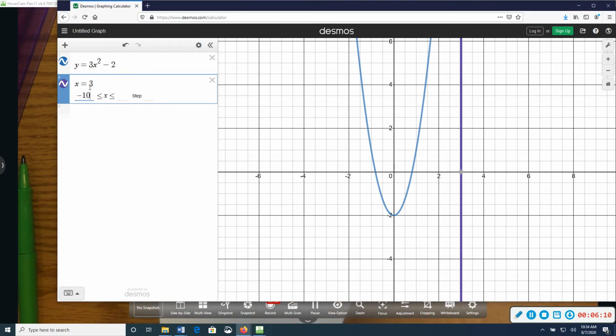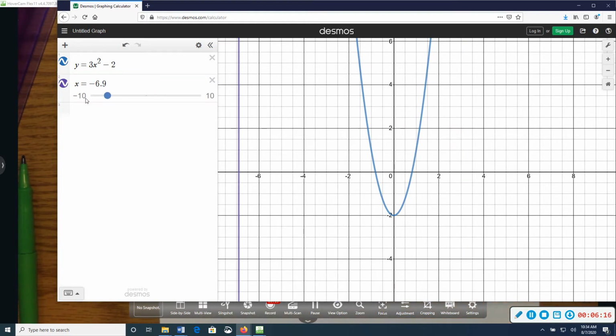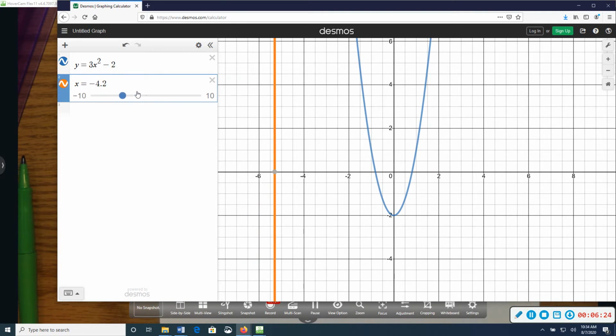So negative 10 to 10. Okay, and here's my vertical line. I'll make it a different color so it's easier to see. And we want to see, does our function only touch this vertical line once at every point? And yes, that is the case here.